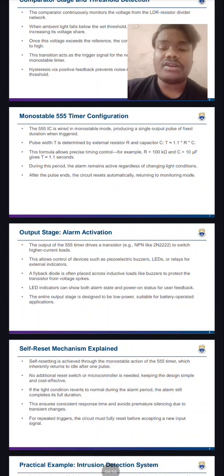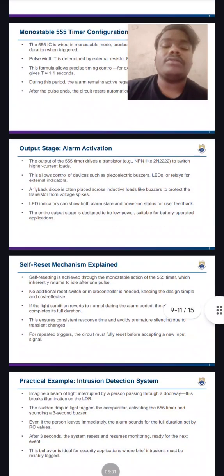Monostable 555 timer configuration. The 555 IC is in monostable mode, producing a single output pulse of fixed duration when triggered. Pulse width T is determined by an external resistor and capacitor: T equals 1.1 times R times C. This formula allows precise timing control. For example, R equals 100 kilo ohms and C equals 10 microfarads gives T equals 1.1 seconds. During this period, the alarm remains active regardless of changing light conditions. After the pulse ends, the circuit resets automatically, returning to monitoring mode.